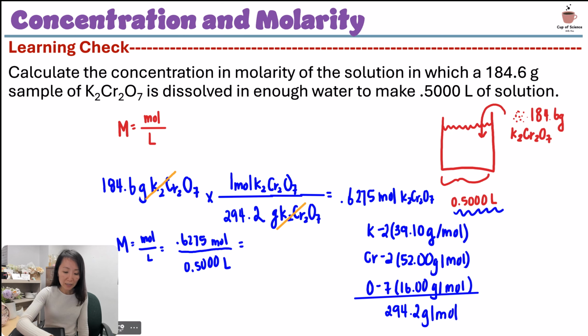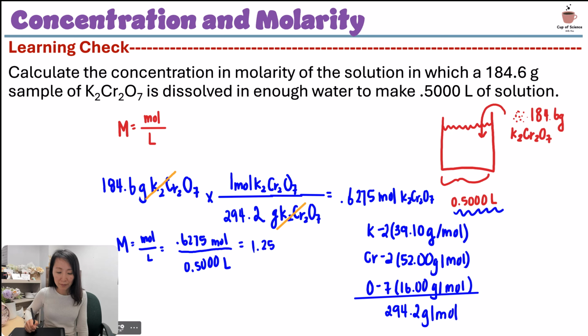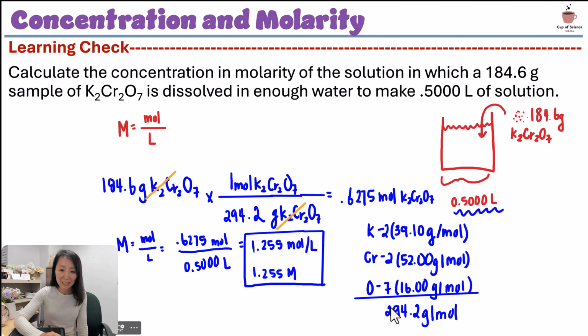So let's go ahead and divide that by 0.5000 and you get 1.255. That's in moles per liter. You could leave it like that, or 1.255 molarity. Either one works, okay? And note, I put it in 4 sig figs to make sure it falls under the same sig fig as the moles and the liter of the solution.